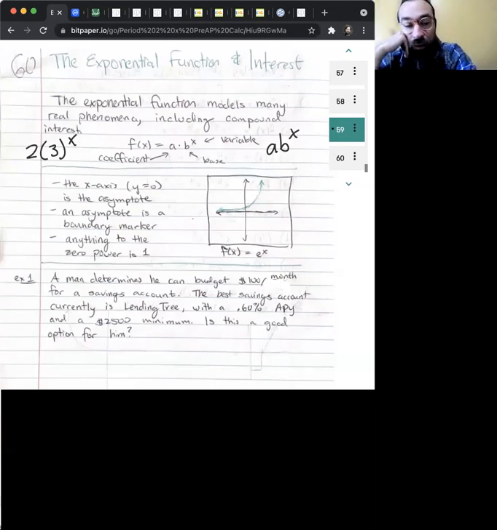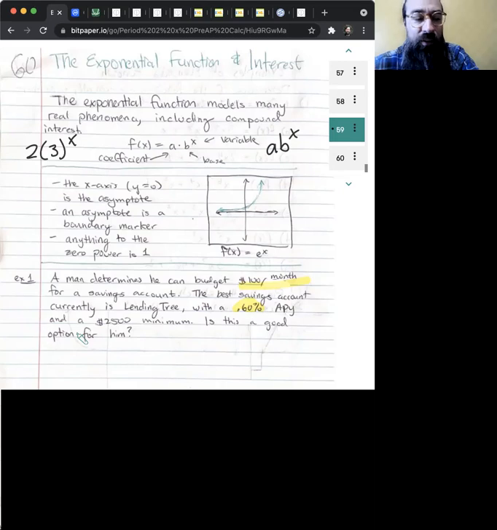All right, so let's think about it. This guy's got $100 a month that he's currently saving, and the account has 0.6% APY. So that means that every year he's making 0.6% on his money. And it's got a $2,500 minimum. Is this a good option? So what do you guys think? How do we know, right? How do we determine if this is a good option? There's a couple of factors to consider. And notably, it's got a minimum account.